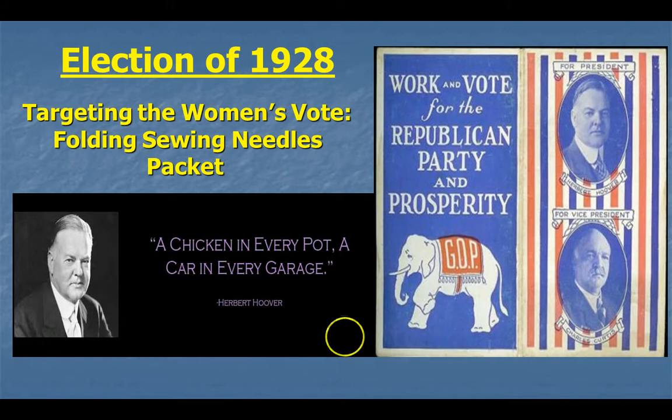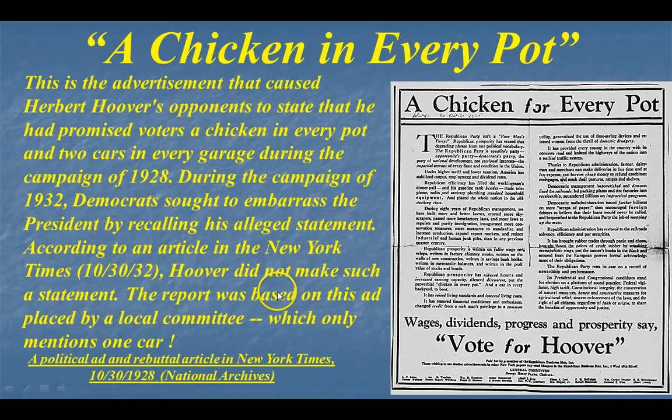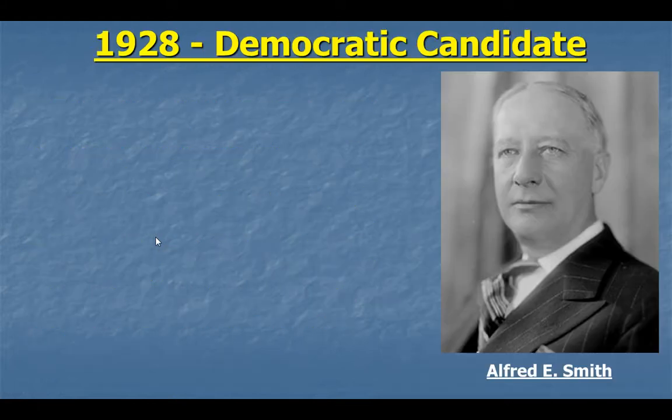One of the catchphrases for his campaign in 1928 is a chicken in every pot and a car in every garage. And we'll see in 1932, the Democrats will kind of lambast him for that. That'll be his second attempt for the presidency, and in the depths of the Great Depression, it's not going to pan out so well for him.